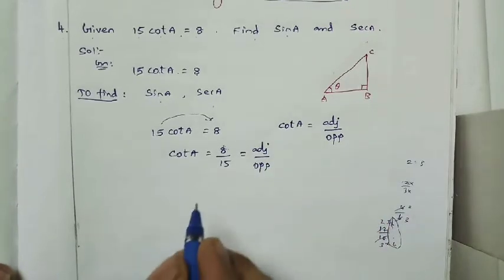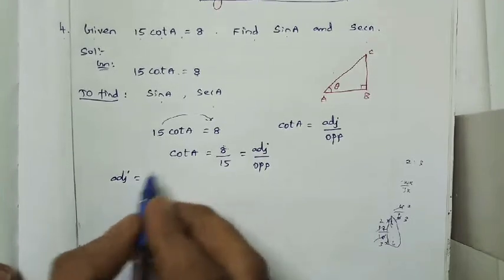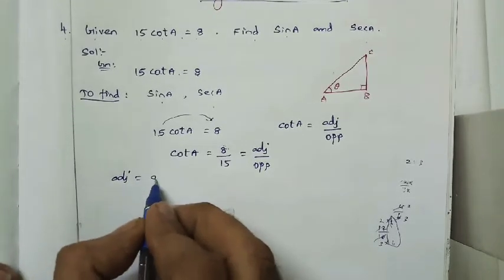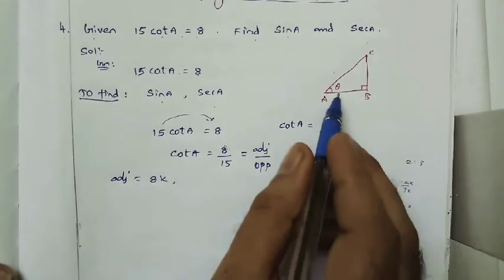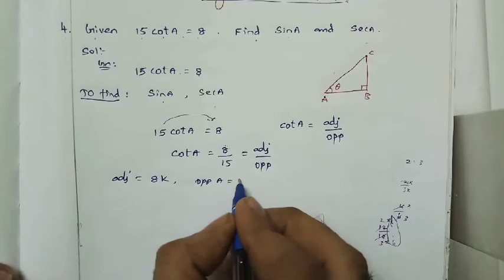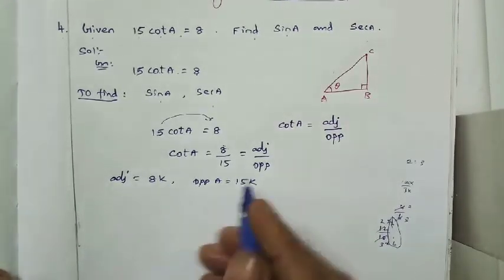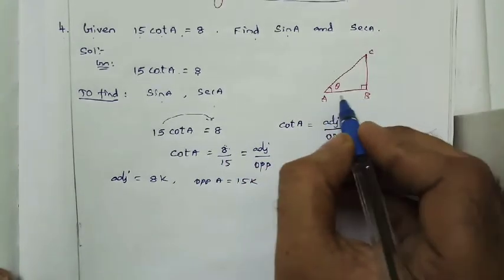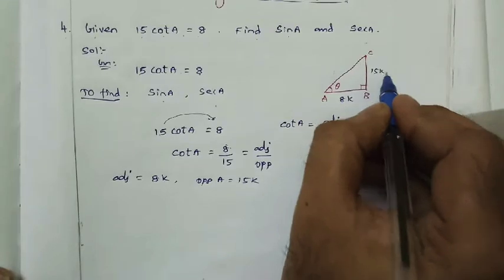So what we want to assume: the adjacent side of A is nothing but 8k, and the opposite side for A is nothing but 15k. This k is nothing but the common multiple. So the adjacent side is 8k, and the opposite side is 15k.